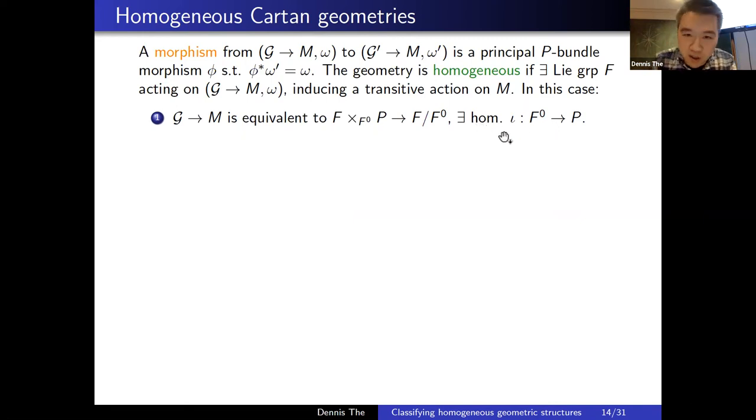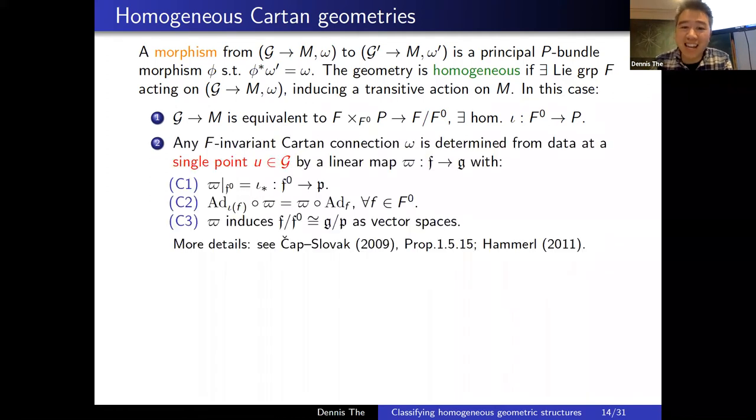So there are details here, of course, so I'll give you a reference, but just saying, you have a concrete model here. As usual with homogeneous geometries, things are determined by what's happening at a single point. Any F-invariant Cartan connection is determined from data at the single point by a linear map. Use the same notation like I did last time, this varpi, from F to G. This is a linear map. It's not necessarily a Lie algebra homomorphism, satisfying a few conditions.